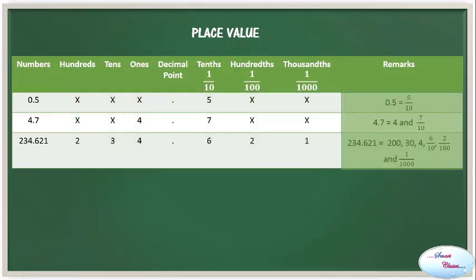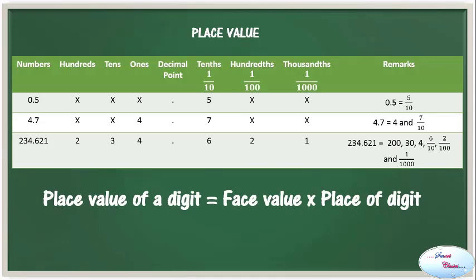0.5 means 5 upon 10. 4.7 means 4 and 7 upon 10. While 234.621 means it can be written separately as 234, 6 upon 10, 2 upon 100 and 1 upon 1000. Remember, place value of a digit is always obtained by multiplying face value with place of the digits.